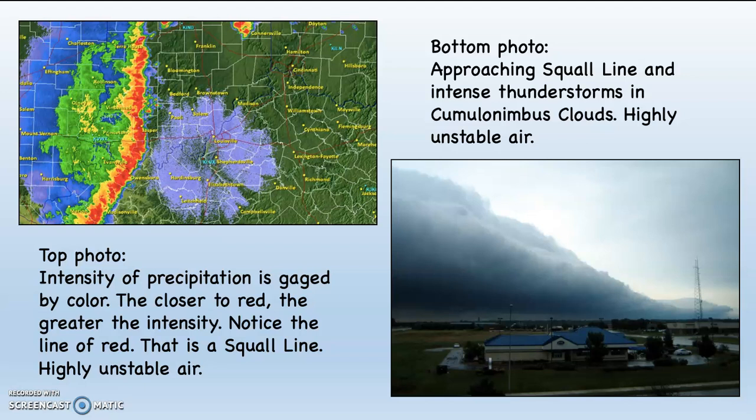Now look to the right and you can see a squall line moving in. It's a long line of cumulonimbus clouds. Any single cumulonimbus cloud can produce lightning, thunder, hail, tornadoes. Well, if you have one, there's a possibility. If you have 200 of them, the chances go way up. And that's what squall lines are. It's an area of very unstable air and high likelihoods of violent weather.